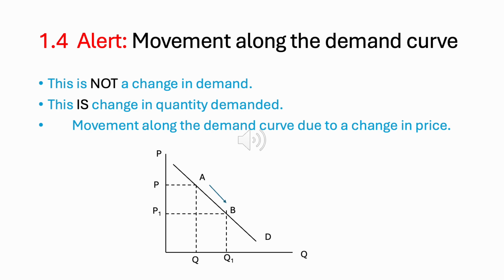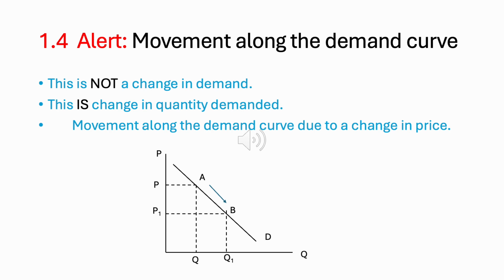This is a really important point. One of the biggest ways that students lose points on the AP macro exam is that they don't understand the difference between a change in demand and a change in quantity demanded. Or even if students do understand the difference, they use the terminology incorrectly and will say there's been a change in demand when it's a change in quantity demanded, or vice versa.